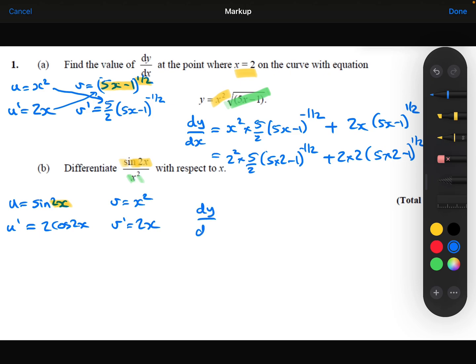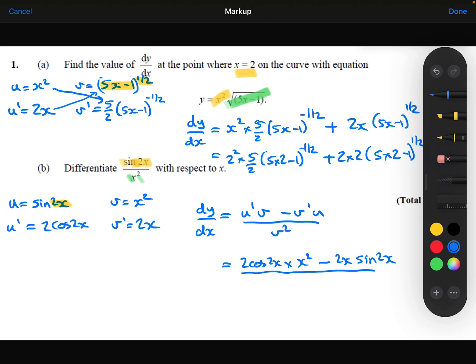Right, now to apply the quotient rule, I'm actually going to write this down because it's a bit trickier than the product rule. You do get given this formula, remember. Not quite in this form, but you do get given it in a slightly different form. u dash v minus v dash u over v squared. So we'll get 2 cos 2x times x squared minus 2x times sine 2x all over x squared squared.